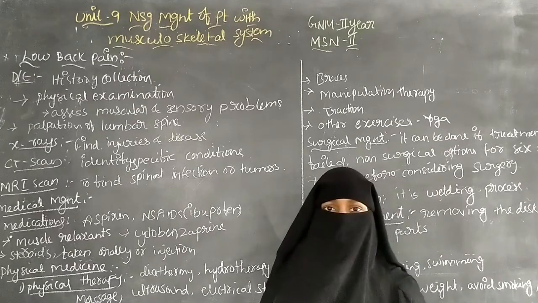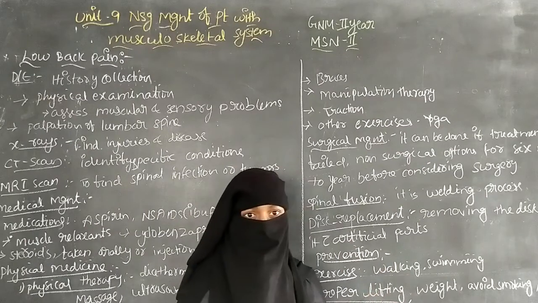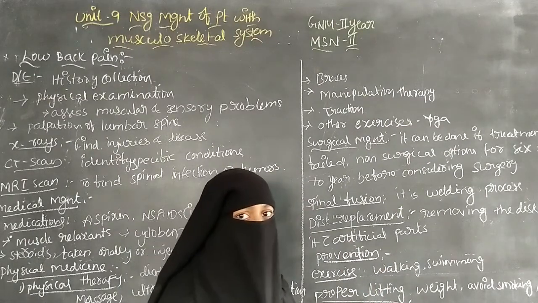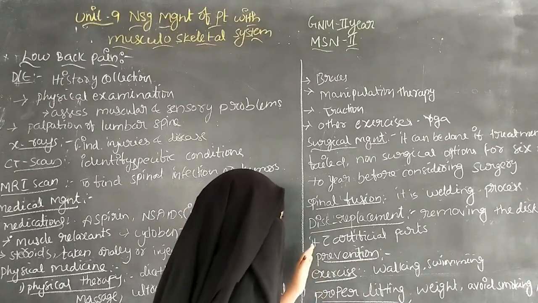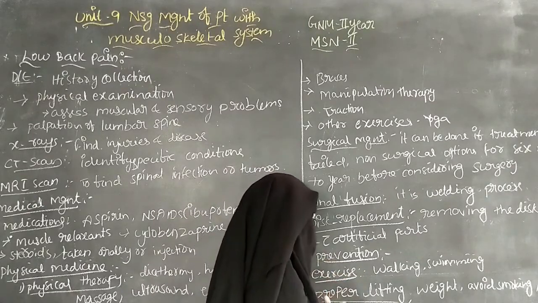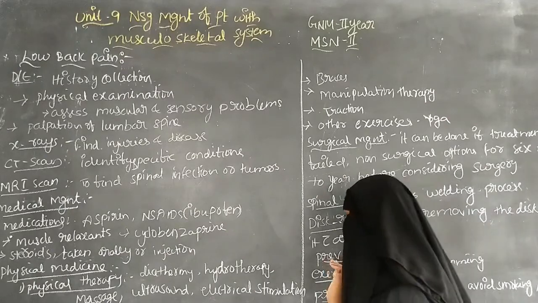So like that only in the spinal cord also, if there is any disc problem, we can remove the disc and we can use metal devices or plastic devices to support the spinal cord. So that completes the surgical management, and next one is prevention.